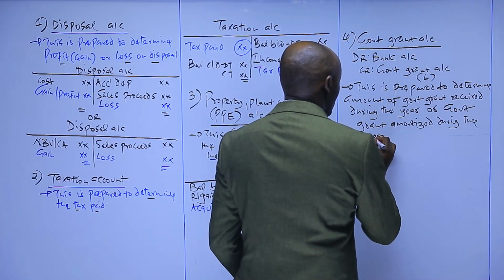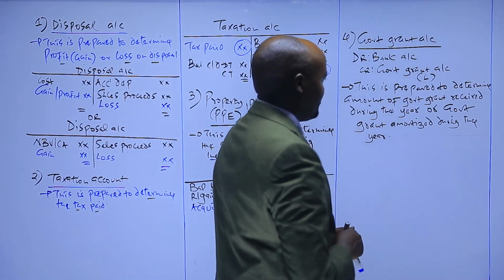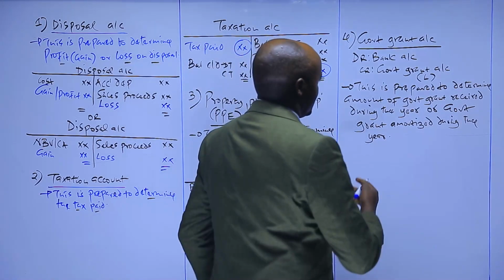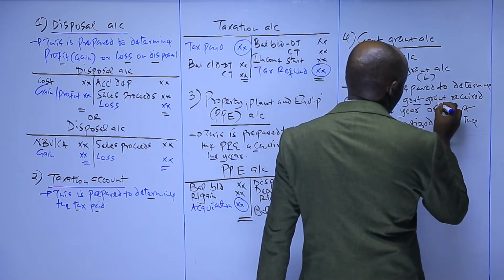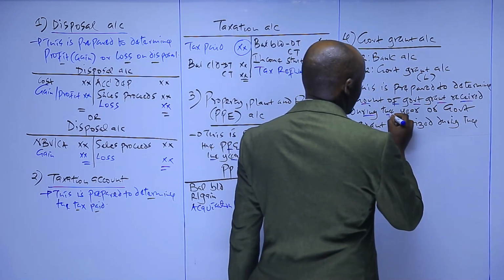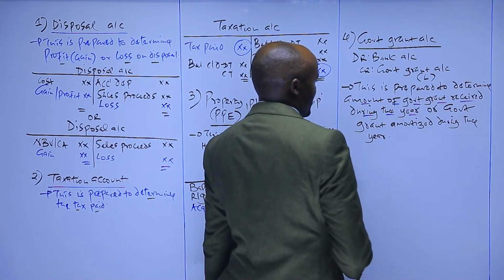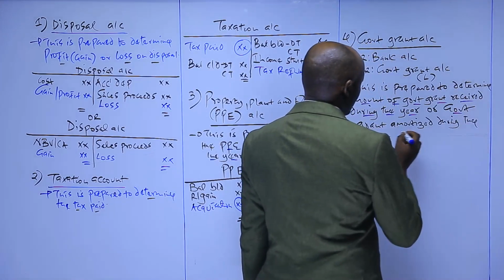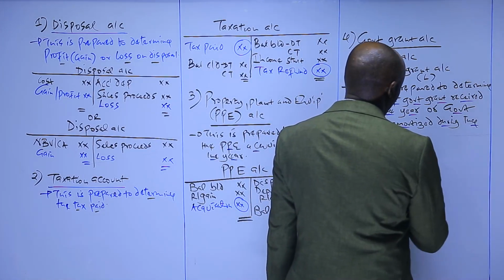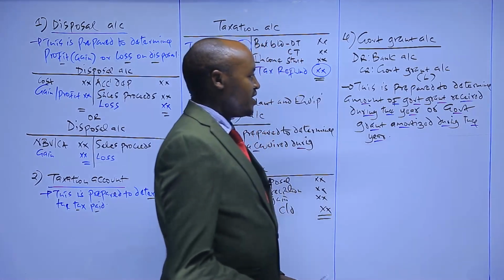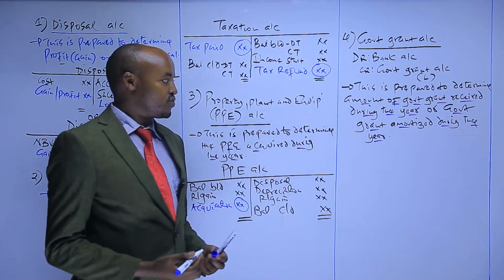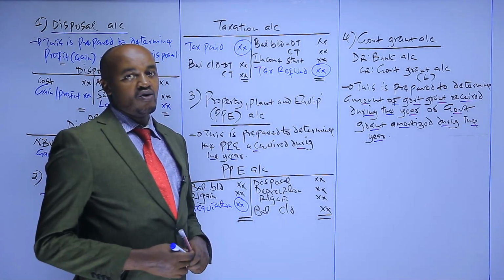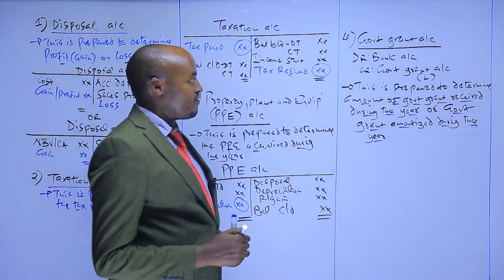So you may not be given either of these 2 items. That is, you may have to determine the government grant which was received during the current year, or you may not be given the amount of government grant which was amortized during the current year, and you need those 2 items in preparing the statement of cash flows.